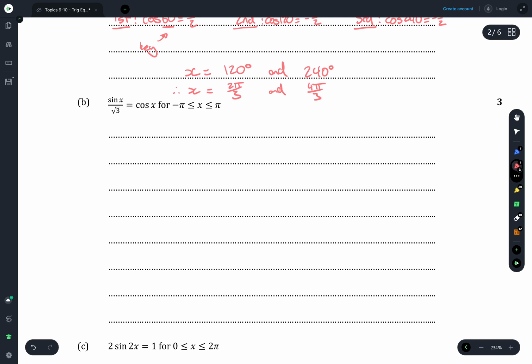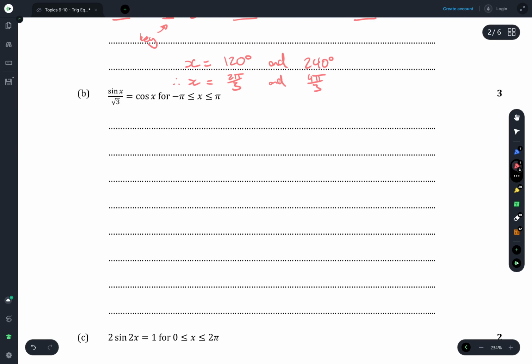Going into the next question, a couple of tricks here. First of all, we have something that has multiple trig ratios in there, which is a bit tricky. But we also see that the domain that we're trying to find the solutions for is between -pi and pi, rather than 0 and 2 pi. So we also need to make some adjustments for that. But first of all, let's move this around because we can't really solve these trig equations when we have more than one ratio.